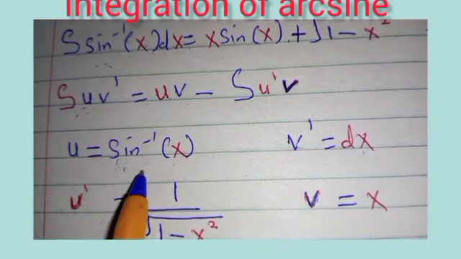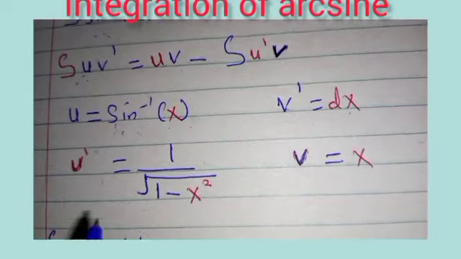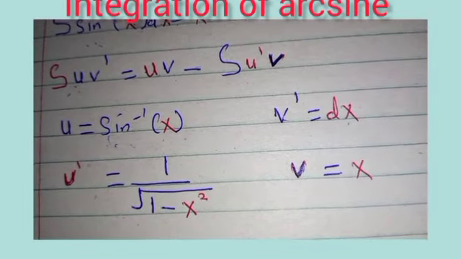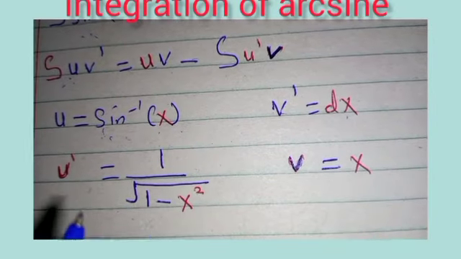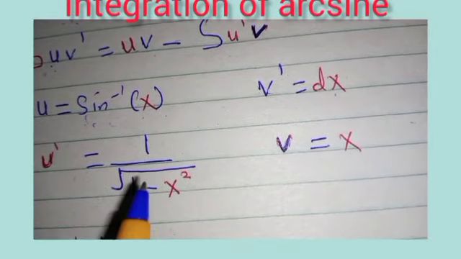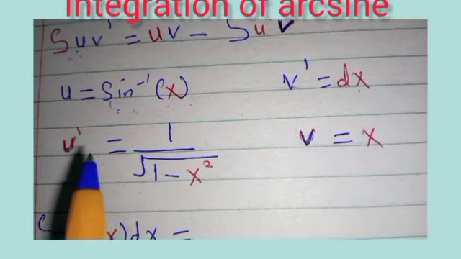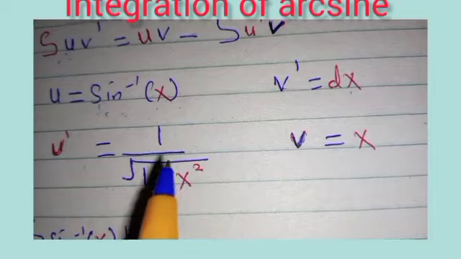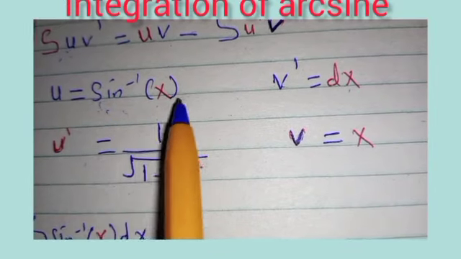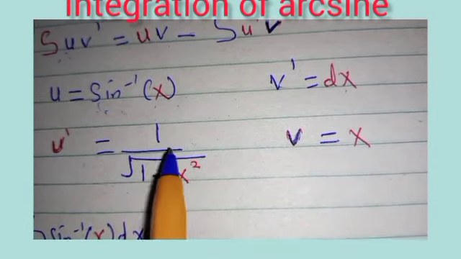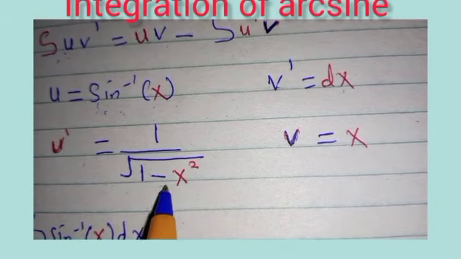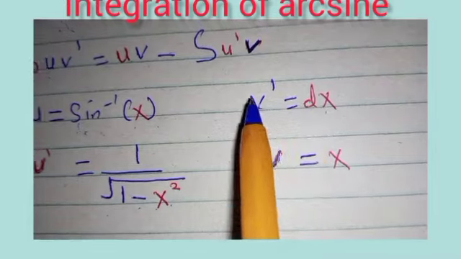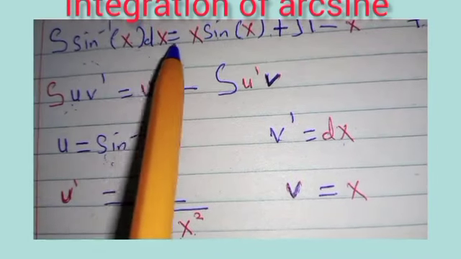Then we differentiate sine inverse of x. On how to differentiate sine inverse of x, I have already done it on my YouTube channel, Luke Aaron 1. You can check it out and you are going to see the process. But in Calculus 2, what you need to be aware of is the result. So the derivative of sine inverse of x is 1 divided by the square root of 1 minus x squared. Then v prime, the one we are writing to be our v prime, is dx.